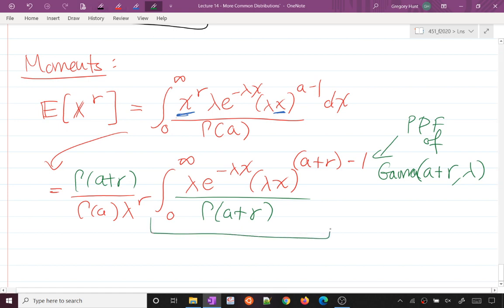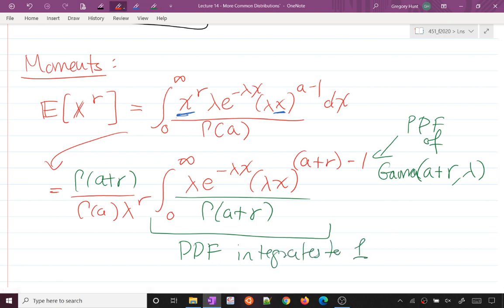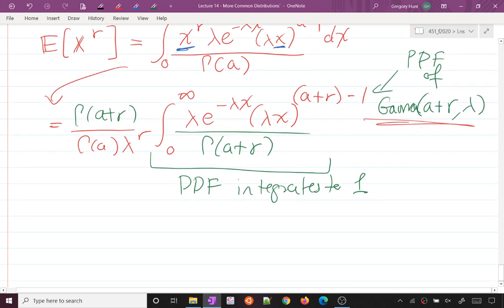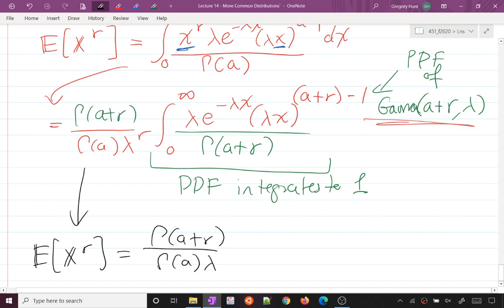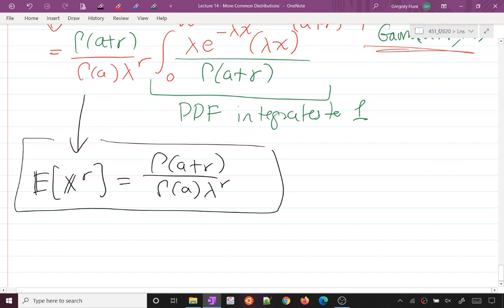And now, as I said, this PDF integrates to 1 because it is exactly the PDF of a gamma a plus r, lambda. Just look at the formula. That would be the formula for that PDF. That thing integrates to 1, and Bob's your uncle. I get that the expected value of x to the r is just whatever I have out front, which is gamma of a plus r over gamma of a lambda to the r. Now, in general, this is kind of as simple as we can get it. And that gives you a formula. You give me a, you give me r, you give me lambda, I can calculate it.